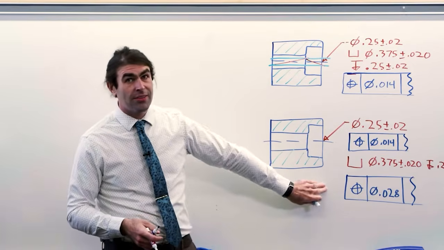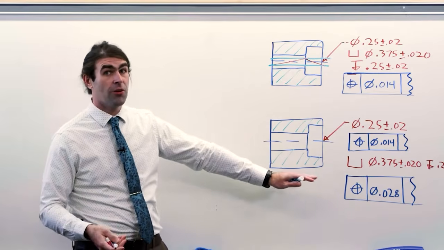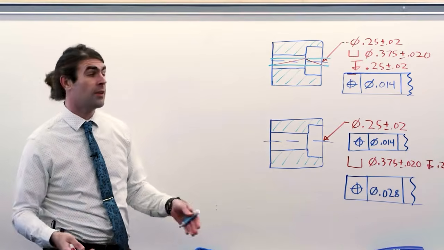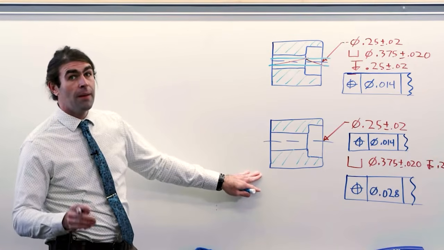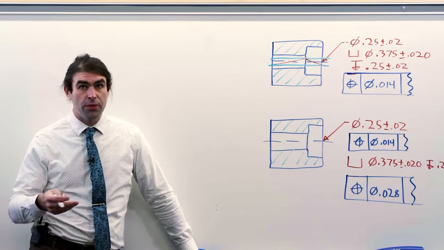Again, it'd be nice if this was the default for counterbores, but people see this on a drawing and they kind of freak out and just assume it's going to cost more. Typically, this would be the cheaper way to go. When you inspect it, right, you can inspect them both the same way, right?